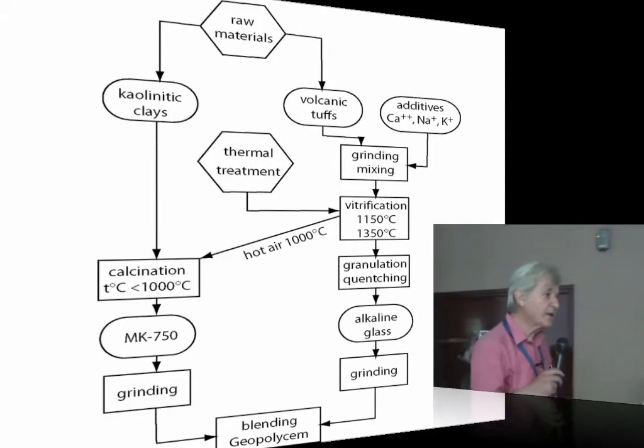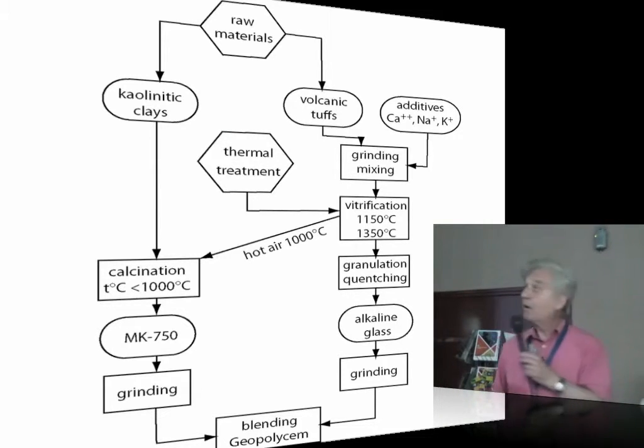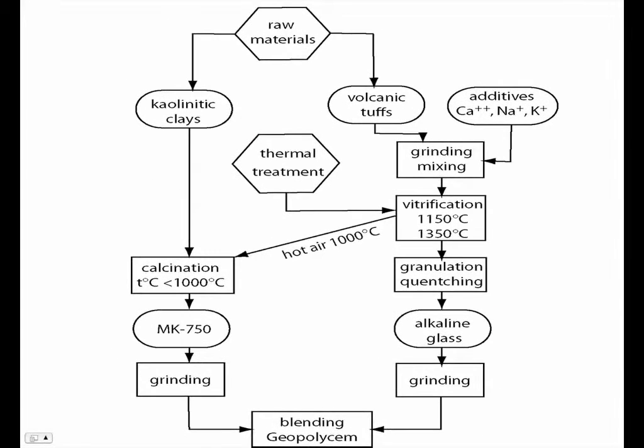How is it manufactured? This is a system, which is what it is. Here we make the glass, the basalt. We take the volcanic tuff. We add the additives, calcium, sodium, potassium, in order to get the right formulae that we want. We grind, we vitrify, we quench, and we have the alkaline glass.